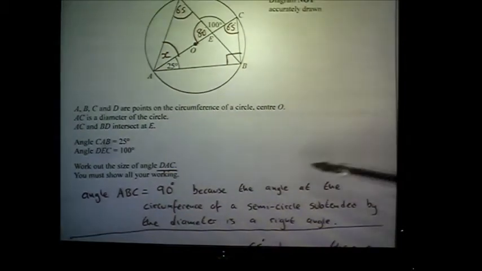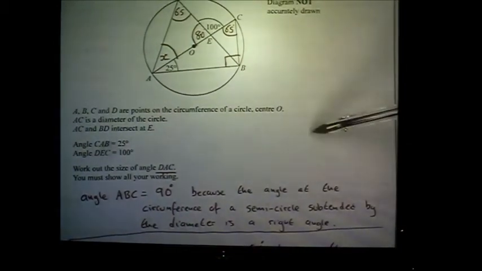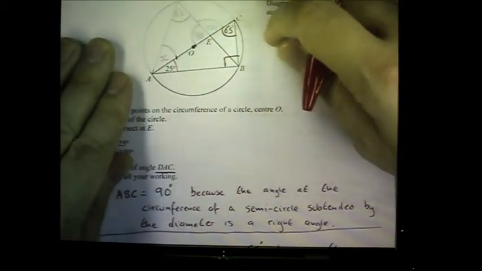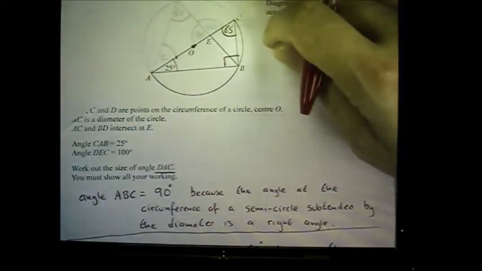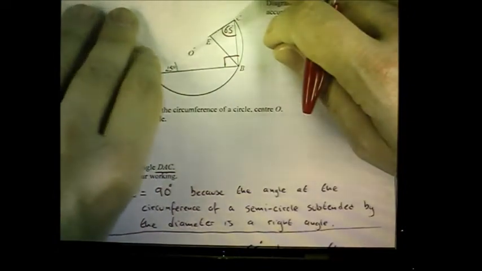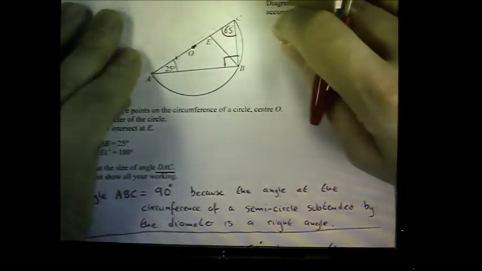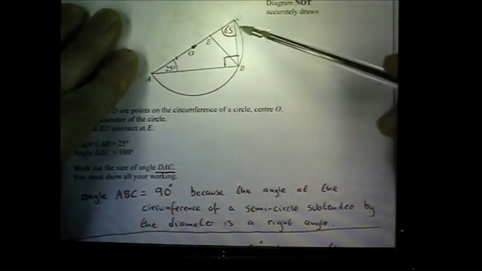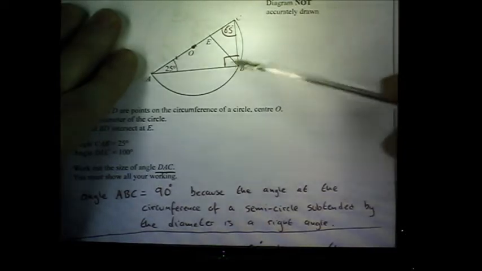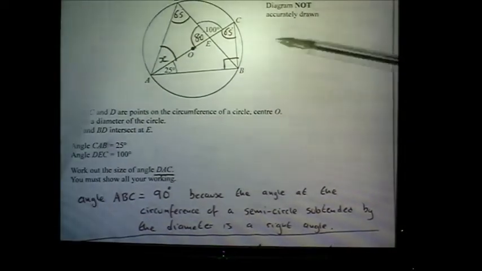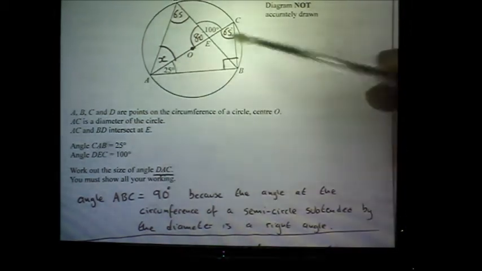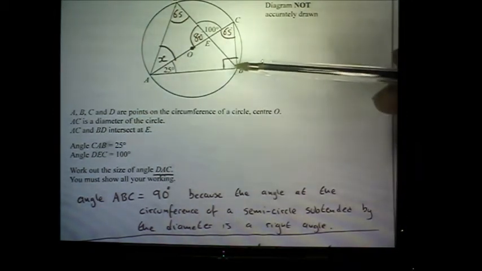And I know it's a right angle because of the angle at the circumference of a semicircle, and if you imagine that half wasn't there, you've got a semicircle. There you go, there's your semicircle. So if that point is anywhere along here, as long as it's connected to this one and this one, it's going to be a right angle. So because the angle at the circumference of a semicircle subtended by the diameter, that's the diameter, is a right angle. So I've got that one in, I know it.